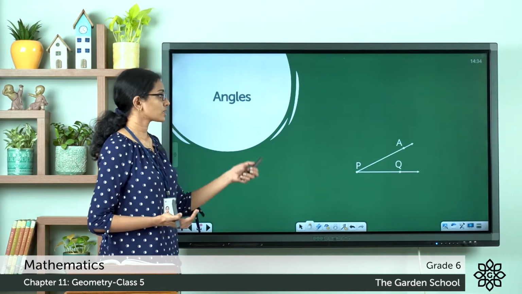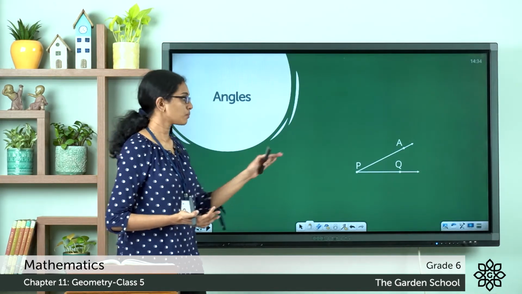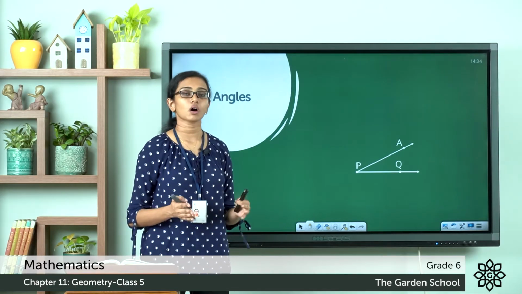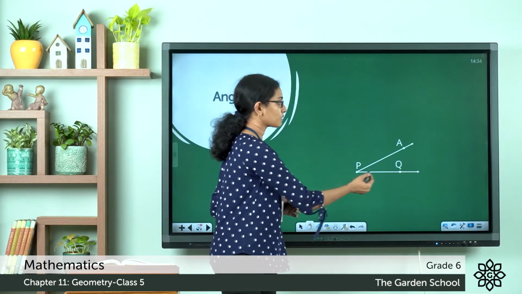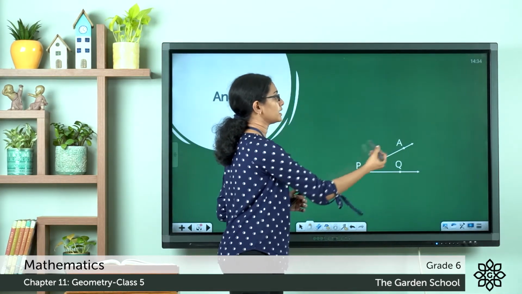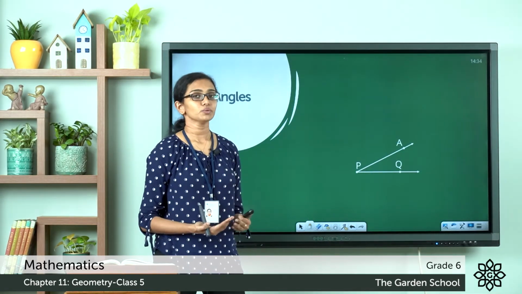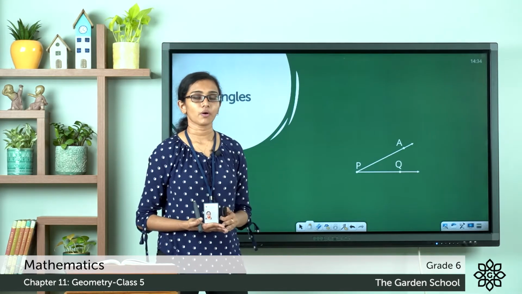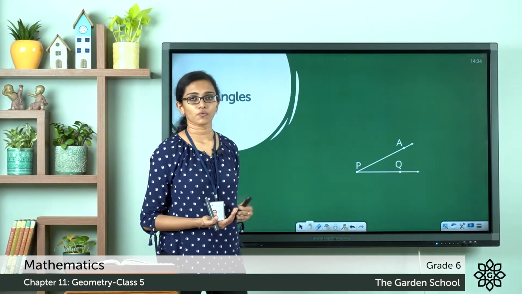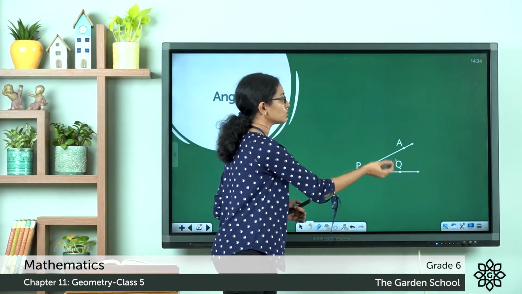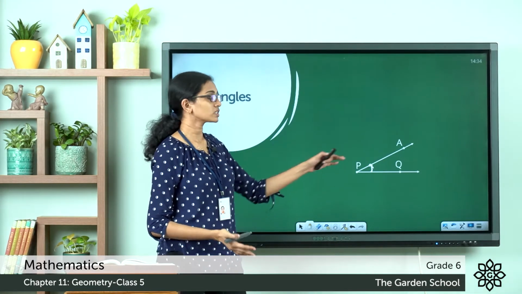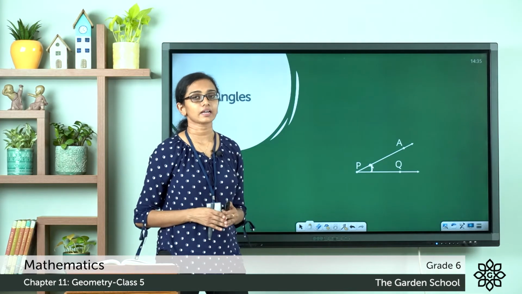Now here you can see two rays, but both these rays start from a common endpoint, which is the point P. So this is ray PQ, whereas this is ray PA. Now, when two rays start from a common endpoint, an angle is formed between them. You see, there is a turn between these two rays. The measure of this turn is called an angle.